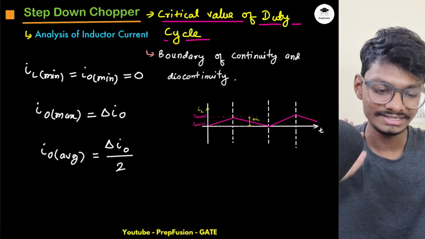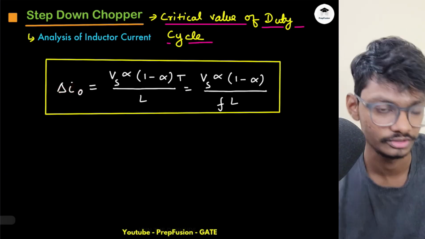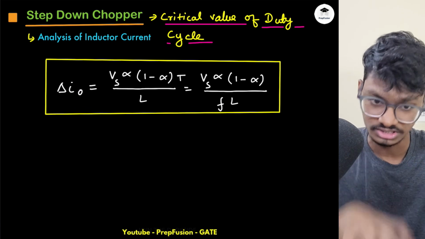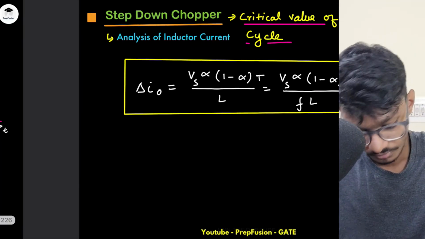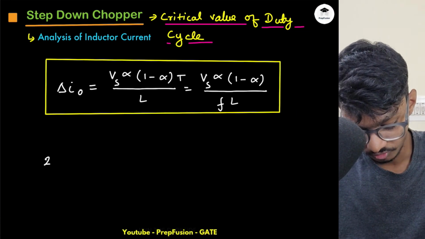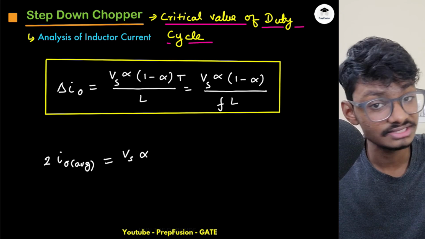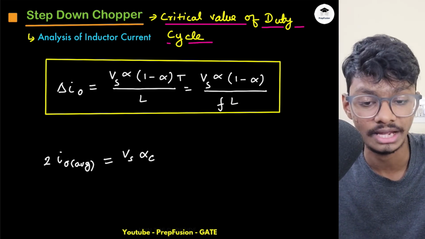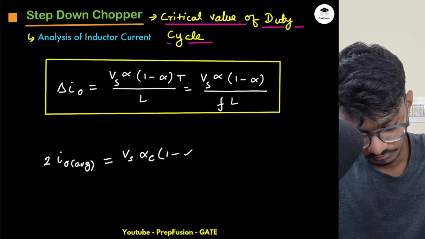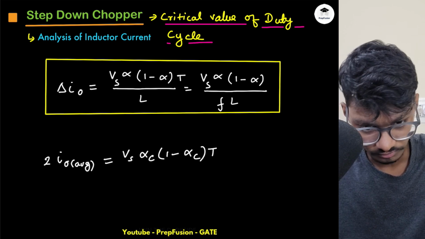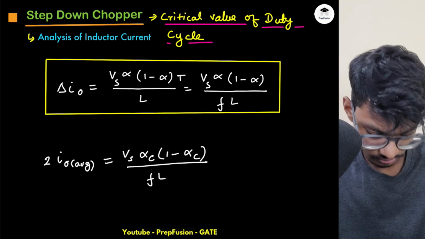Why is this interesting to us? Because this was the delta IO equation, the ripple equation, and the conduction is still just continuous, so this equation is still valid. I will replace delta IO with 2 IO average. So 2 IO average equals Vs into alpha, changed to alpha critical, because this is the critical value of alpha for which I am just continuous, times (1 minus alpha C), into T, or I can write F, divided by F into L.